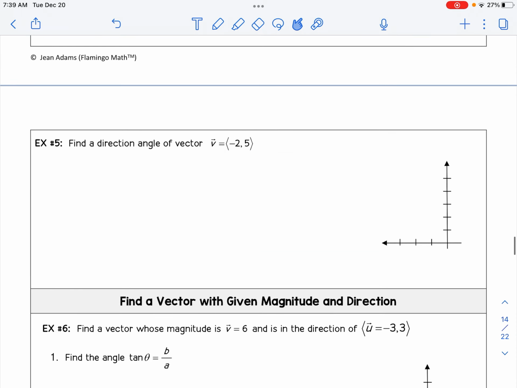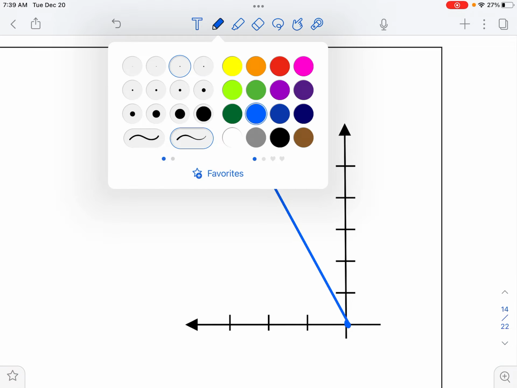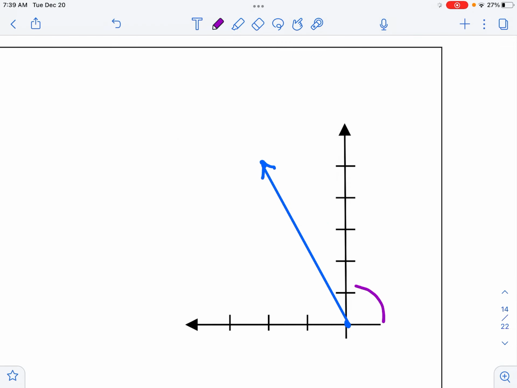So find the direction angle of vector v if the vector is described as (-2, 5). Okay, so that vector is going to start at the origin. It's going to go to (-2, 5), so that will be the terminal point of the vector. I'm going to connect my dots there, and then if I want to find the direction angle, it's from the positive x-axis, so it's this angle here.